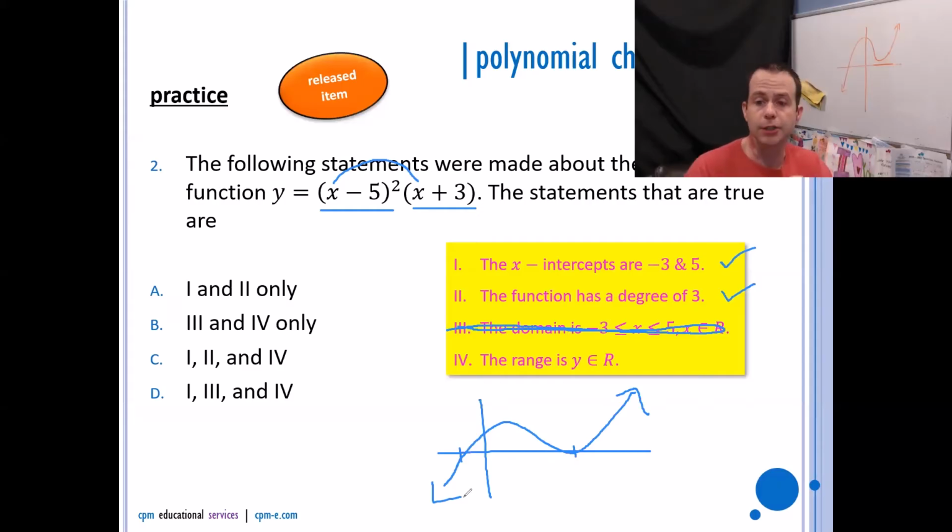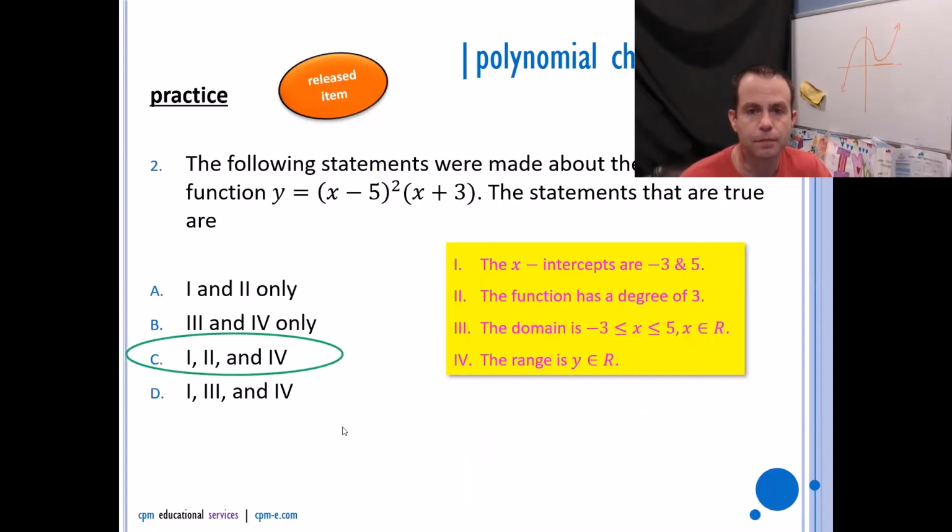But yes, the range is a member of the reals because this is going to go down to negative infinity and go up to positive infinity, okay? So 1, 2, and 4 are all true, okay? So that is C, okay?